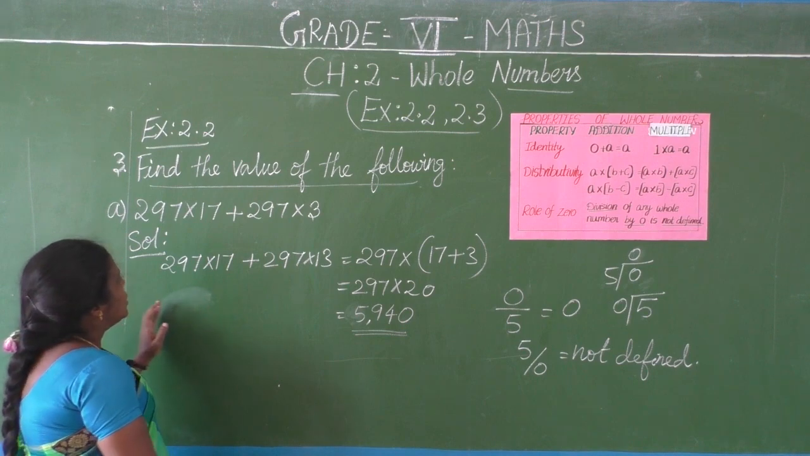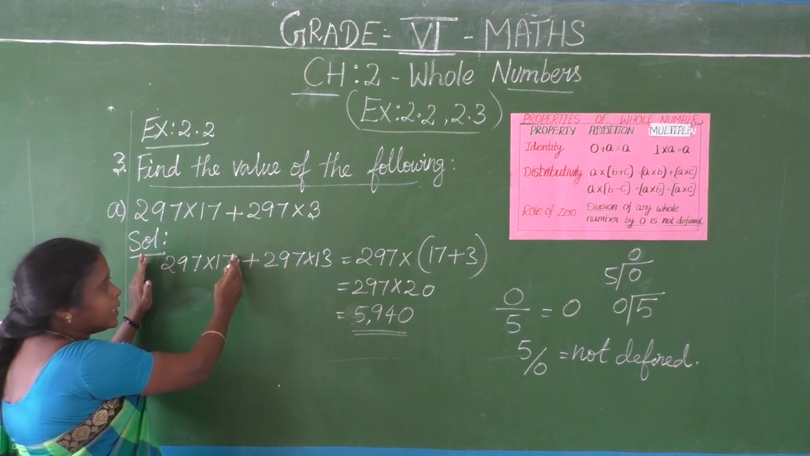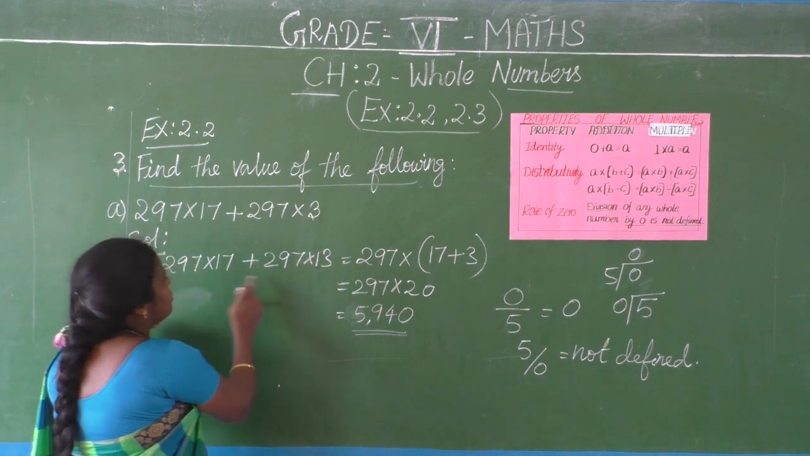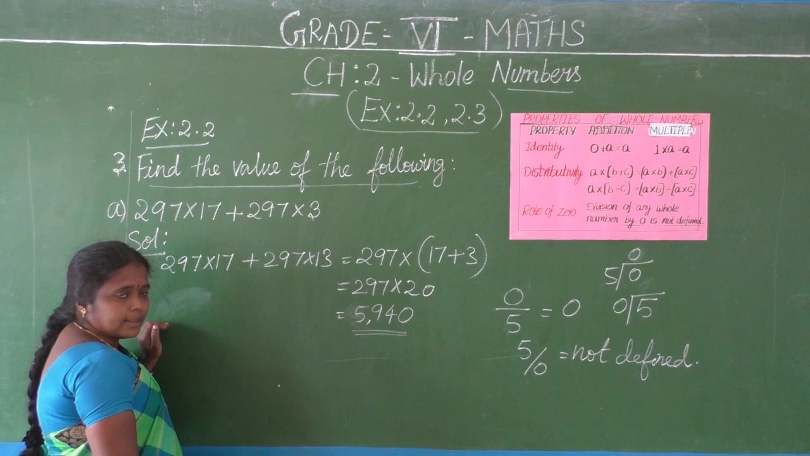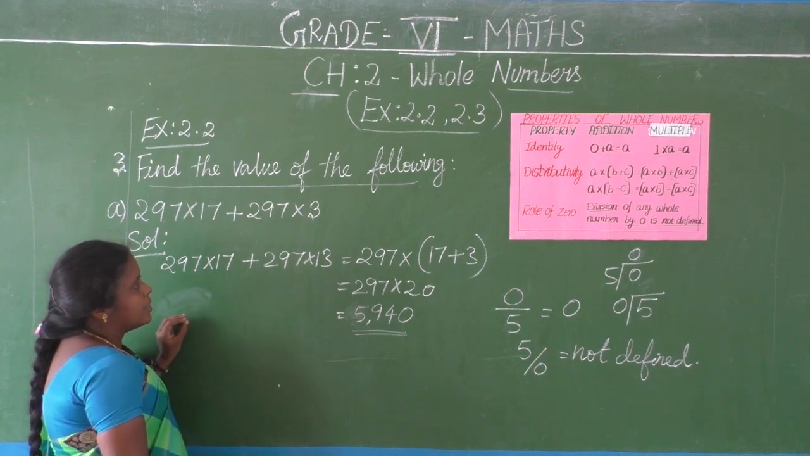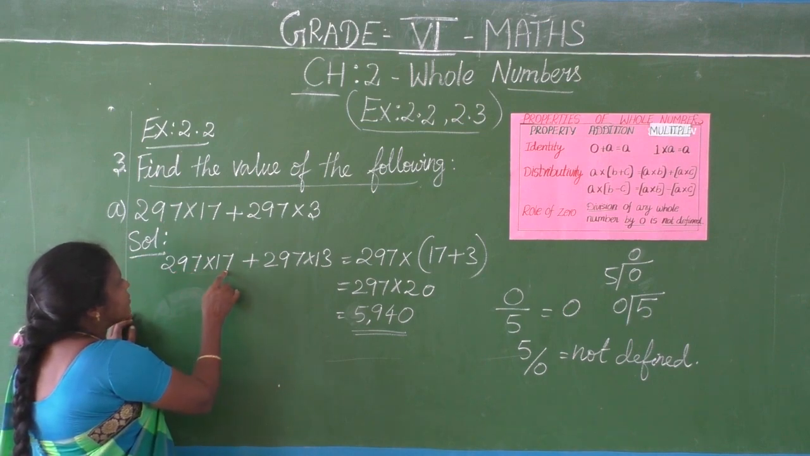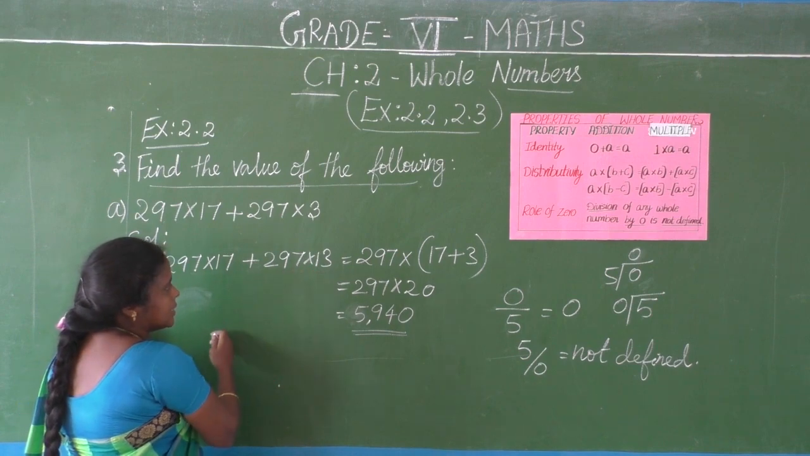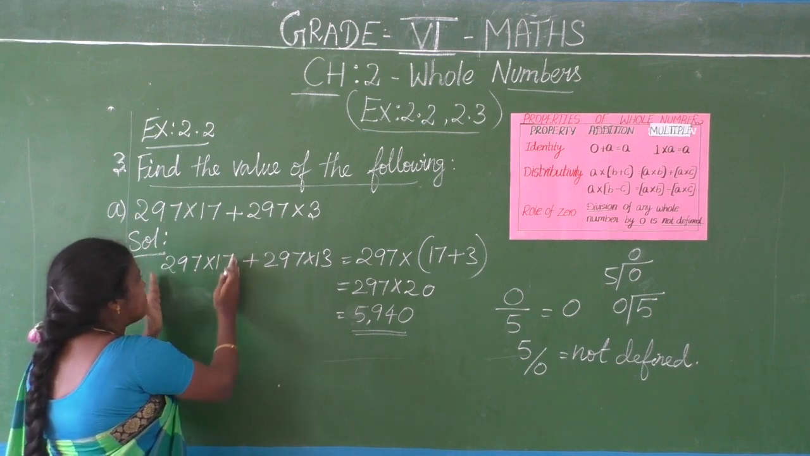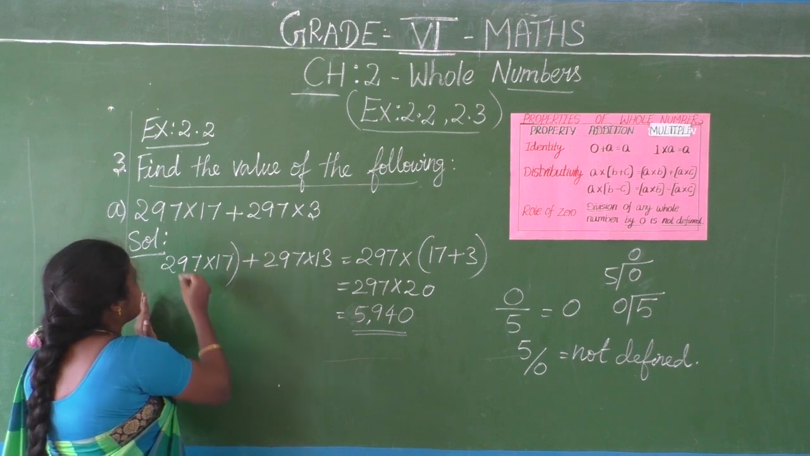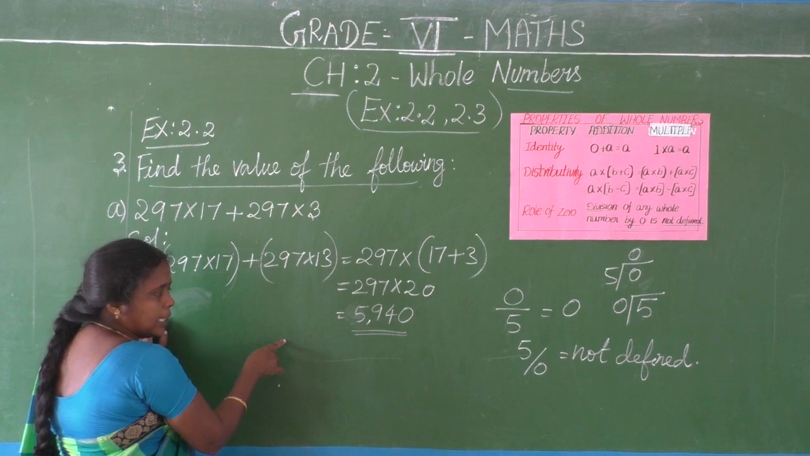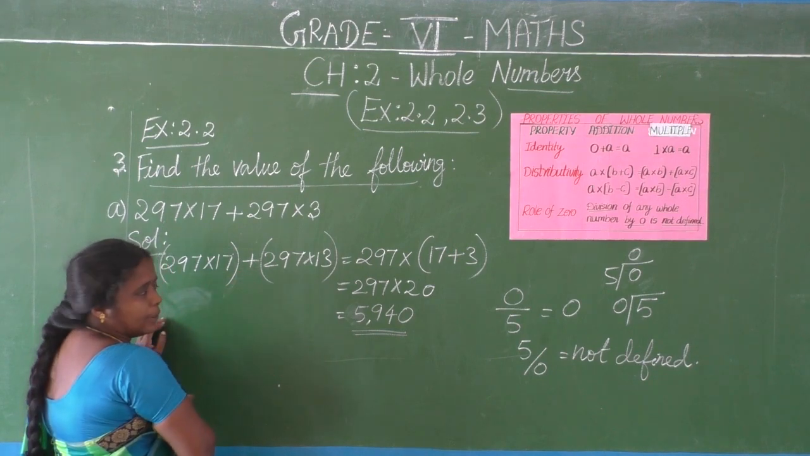First of all, what to do? See, usually how do you multiply? First you will multiply this, then you will multiply this, then both answers you will add. Like this only you will complete. But what I am going to do here: 297 into 17 plus 297 into 13, instead of multiplying step by step. First part, this is the second part. Both multiplications have to be done, and then we have to add.